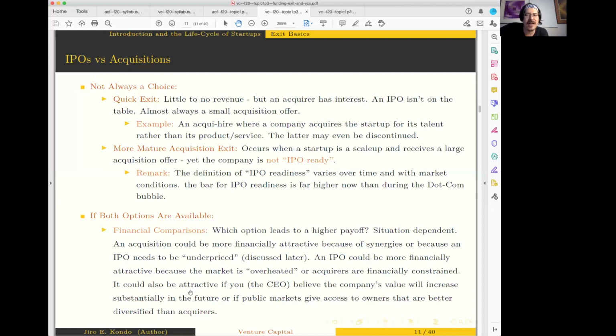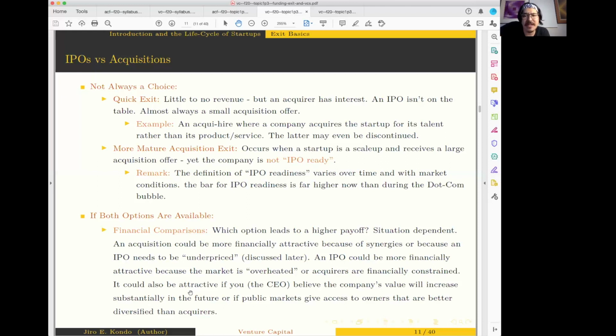Why? Because there's a few factors that go into the financial that are going to be a little bit different across different companies, right? So an acquisition could be more financially attractive because your startup has some special synergies with the acquirer that don't get materialized if you go public as a standalone. Right? So that's something that could shift things in favor of an acquisition, right?